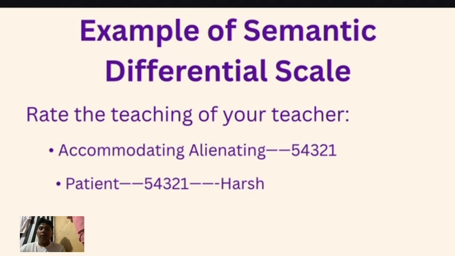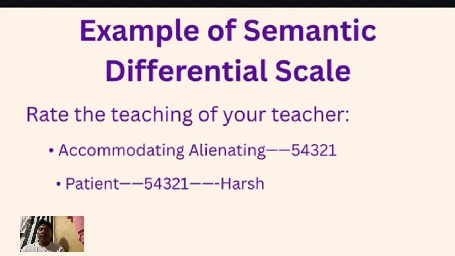In this example, students are asked to rate the teachings of their teacher. For instance, the scale shows accommodating on one side and alienating on the other side. So students choose a number from 1 to 5 depending on how they perceive their teacher. So that's an example of a semantic differential scale. Another example, patient on one side and harsh on the other side. Through this skill, researchers can determine how students perceive the teacher's behavior.